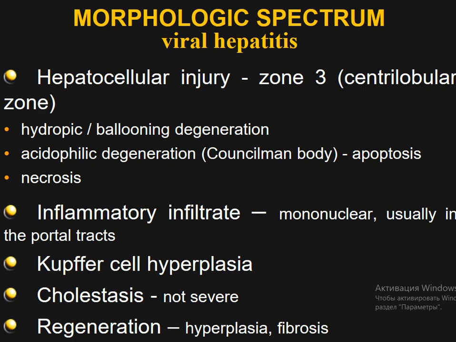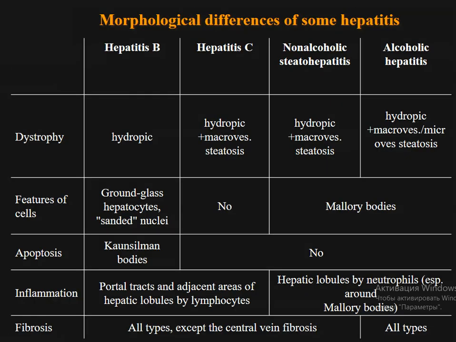Then it includes inflammatory infiltrate, as a rule mononuclear, usually in the portal tract, Kupffer cell hyperplasia, mild cholestasis, and all features related with regeneration, first of all hyperplasia and fibrosis.